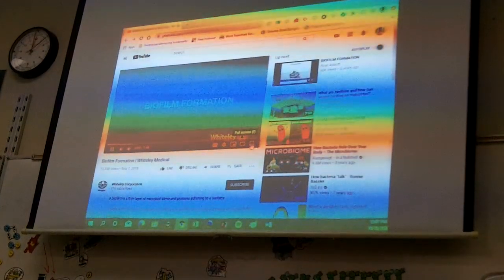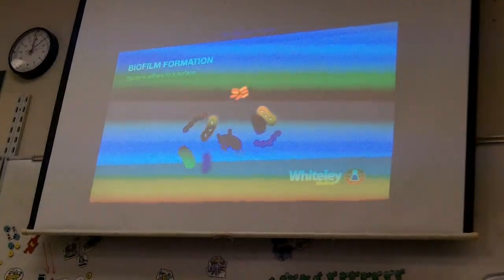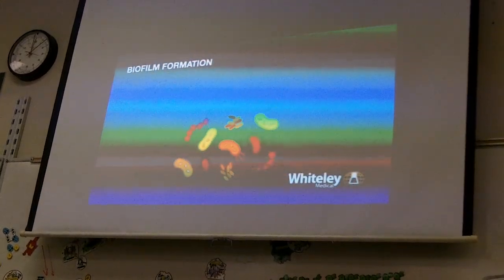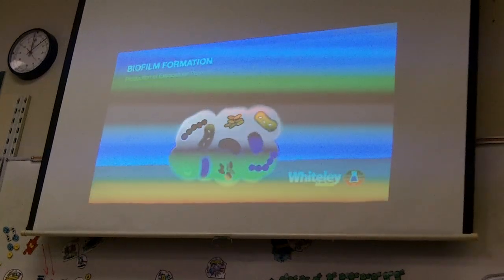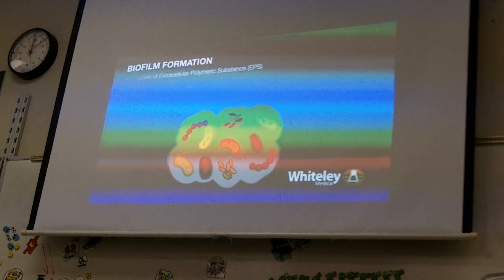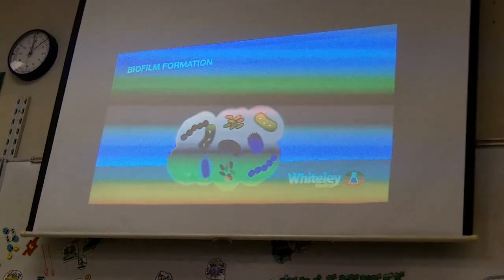A biofilm is a thin layer of microbial slime and proteins adhering to a surface. A biofilm forms when bacterial cells adhere to a surface and produce a matrix of extracellular polymeric substances, EPS, a sticky type of glue-like material. The bacteria remain embedded within the EPS which protects them.